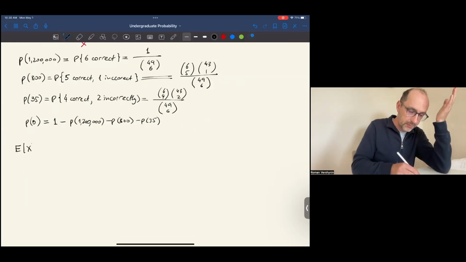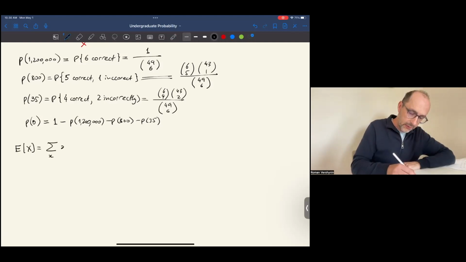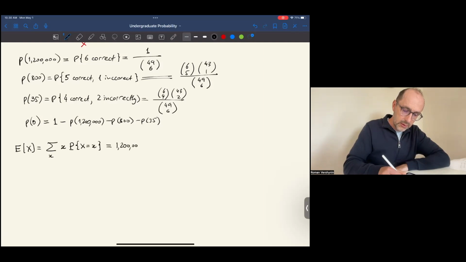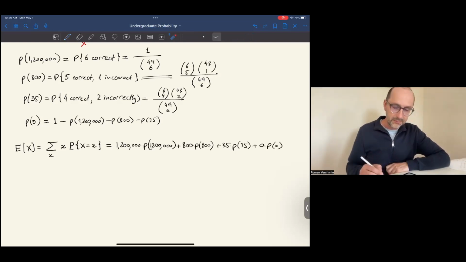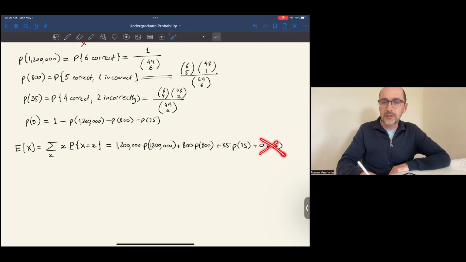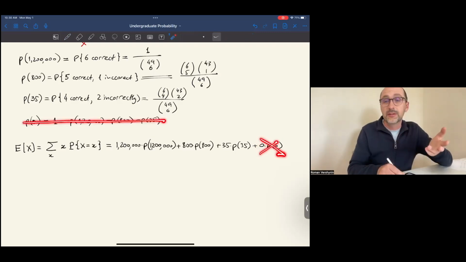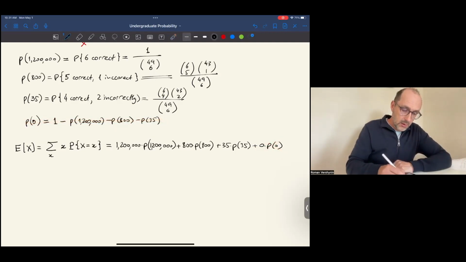And now we can compute the expected value. It's a sum of the values that the random variable can possibly take times the probability that X takes these values. 1,200,000 times probability of that plus 800 times probability of that plus 35 times probability of that plus 0 times probability of 0. Now, because of this 0, this term does not contribute anything, so we can just skip it. And so this is the second way to deal with this, is not to compute P of 0 at all, because it will not be used in the formula anyway.